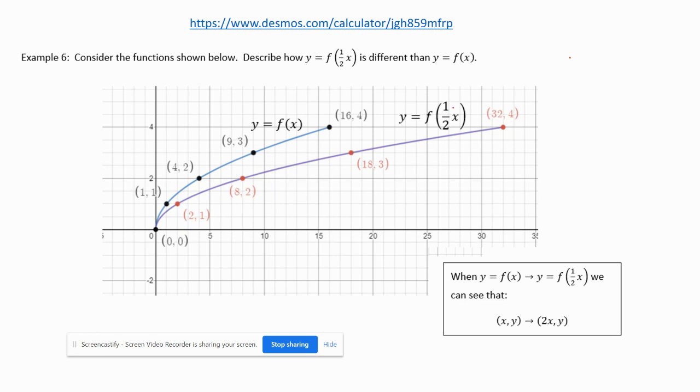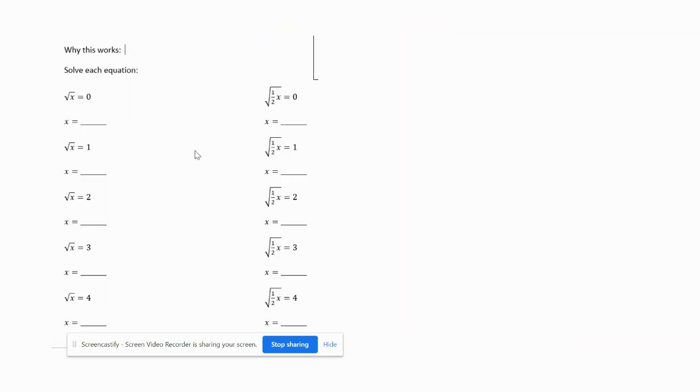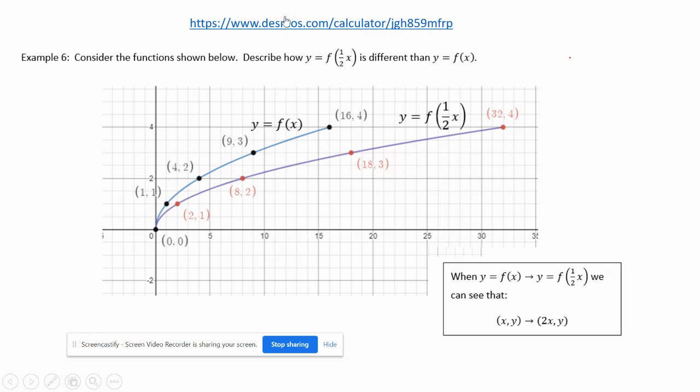What we're trying to get is, if we have a 1/2 here, and I'm going from the blue graph to the purple graph, well, how do we get from 16 to 32? I'm multiplying by 2. From 9 to 18, I'm multiplying by 2. From 4 to 8, I'm multiplying by 2. From 1 to 2, I'm multiplying by 2 as well. Let's take a look at the Desmos screen here.